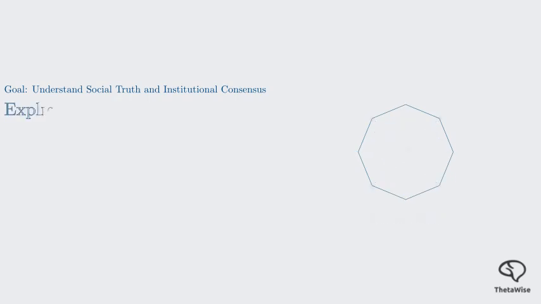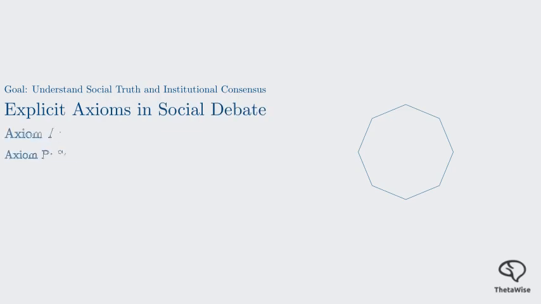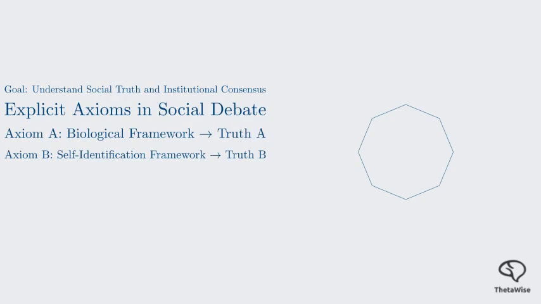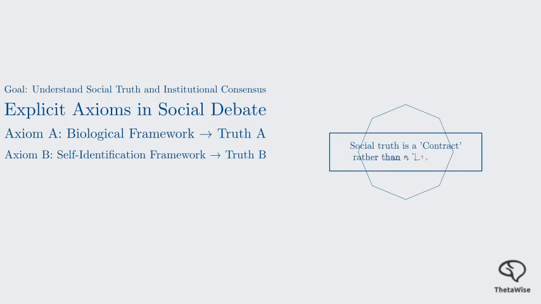This is where worldview-dependent questions come in, such as modern debates over gender. Often, these conflicts are not about facts, but about different starting axioms. If one person uses a biological axiom and another uses a self-identification axiom, they will derive different truths from the same situation. Recognizing these as different axiomatic systems helps us understand why consensus is so hard to reach. We are not just arguing about the conclusion, we are using different rule books for what counts as truth.